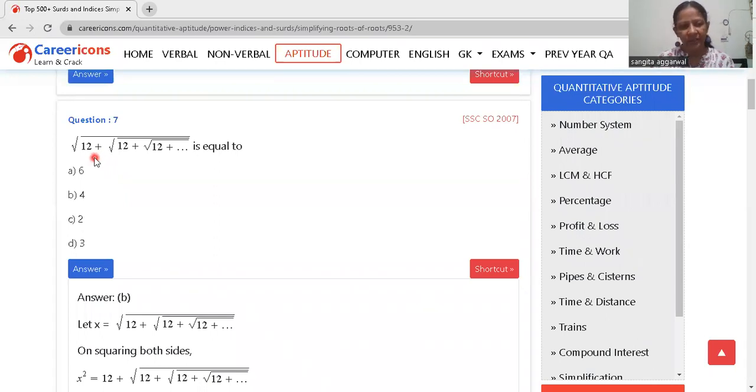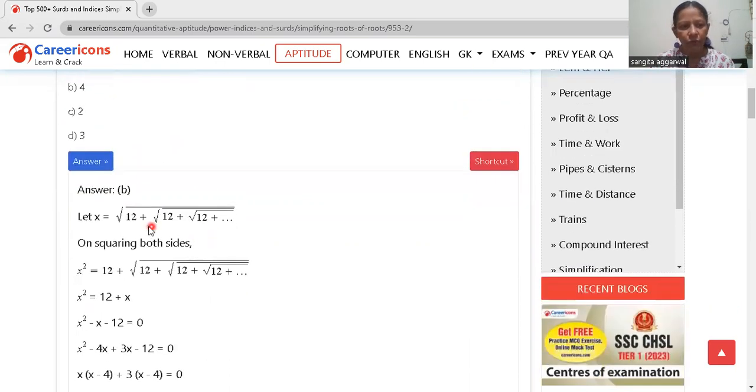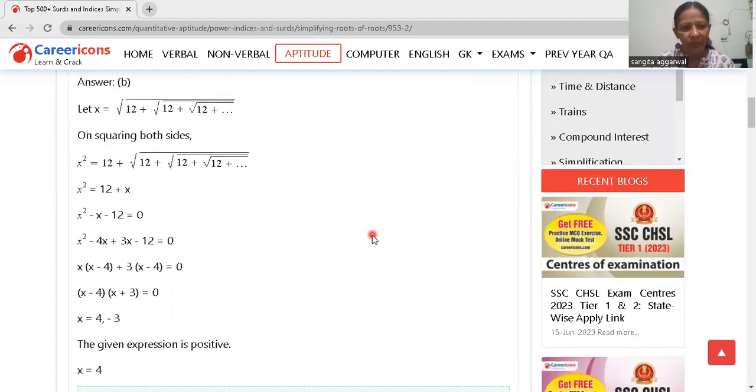Now, in the next question, it is shown to you under root 12 plus under root 12 plus under root 12 goes to infinity. A, B, C, D are the options given to you. So you can now assume x is equal to the whole of the term. Then you have to square both the sides. Now, after squaring, x will become x square is equal to, then under root of this term will be removed, because we will square on this side. So under root 12 will become only 12 because we have squared it. Now plus the whole of the term. Now x square is equal to 12 plus x.